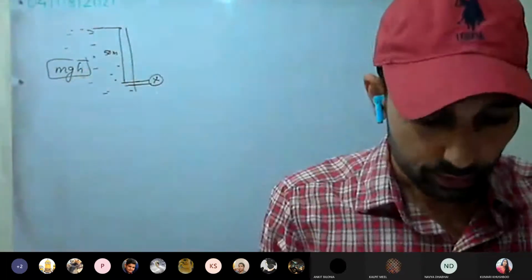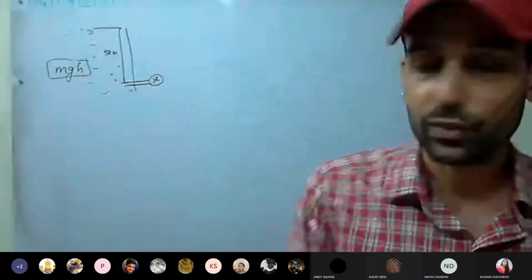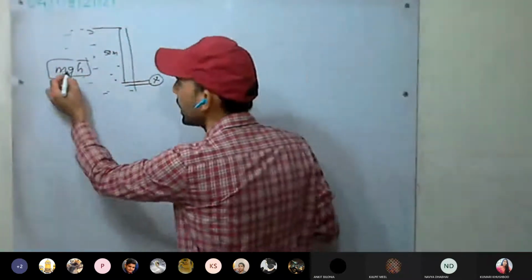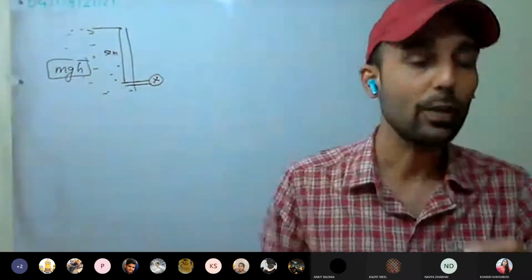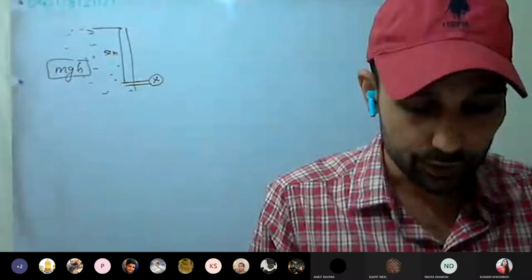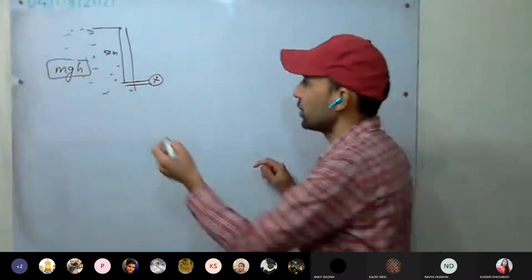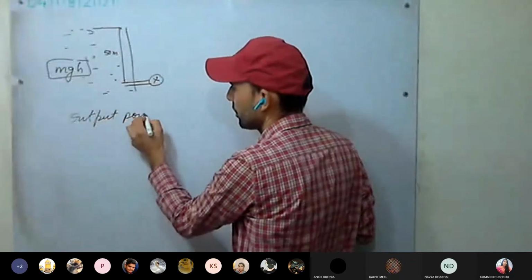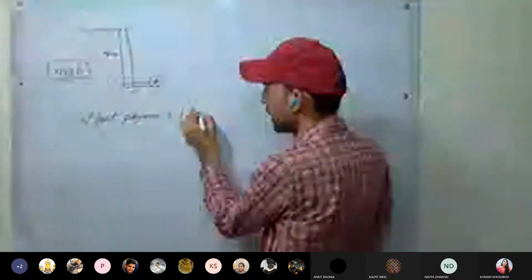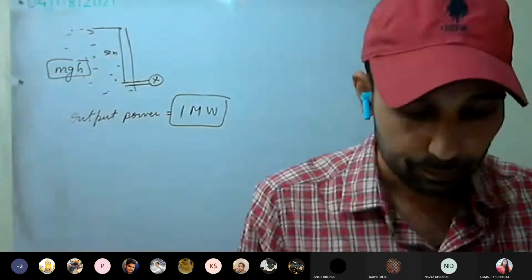Now, assuming an overall efficiency of 40%, calculate the mass of the water. So what do we have to calculate? The mass of the water flowing through the turbine. How much water is required to produce a power output of 1 megawatt. So our output power is 1 megawatt, and this much power is to be produced.